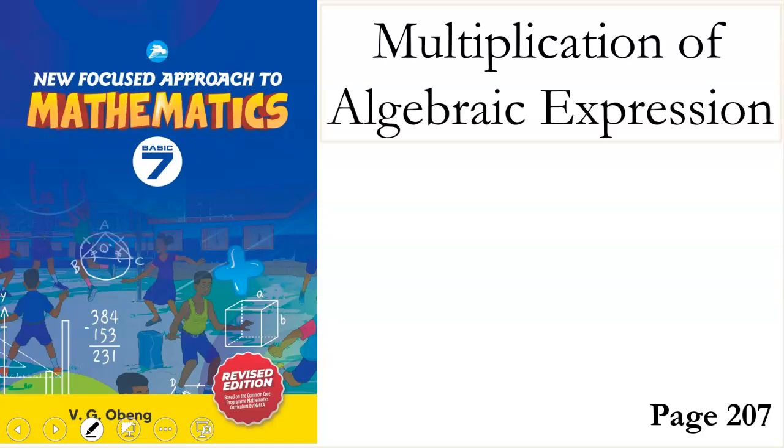Remember, this is the revised edition and we are working on the indicator multiplication of algebraic expressions, which can be found on page 207 of your book. With multiplication of algebraic expressions, we need to be very careful and understand that it is a bit different from addition and subtraction.